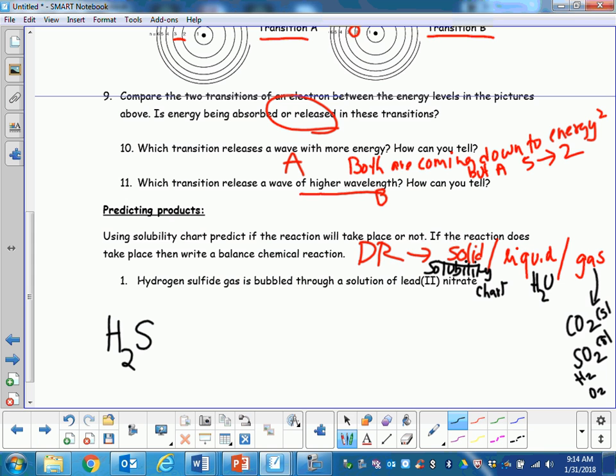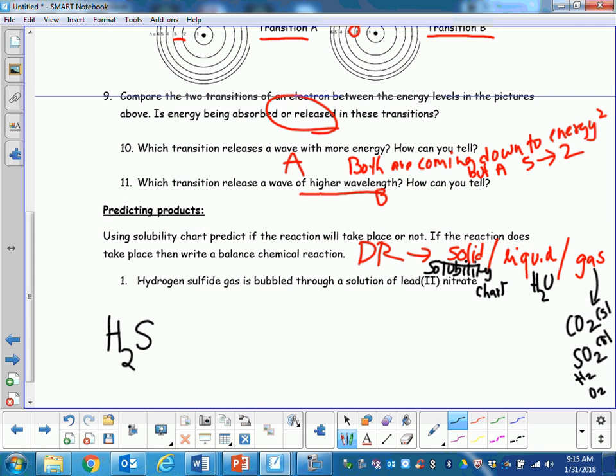The quiz. I will give the quiz back next class. Few kids haven't even taken the quiz. Formula writing, memorizing polyatomic ions, you really have to study those. Kids are not good at formula writing at all.